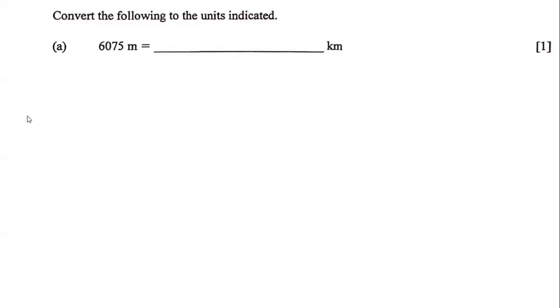Here we have this question, and the question states the following. Convert the following to the units indicated. So we have 6,075 meters, and our goal is to convert this into kilometers. In order to do this, we're going to use a useful acronym, and the acronym states the following. Knock him down, minister. Don't commit murder.